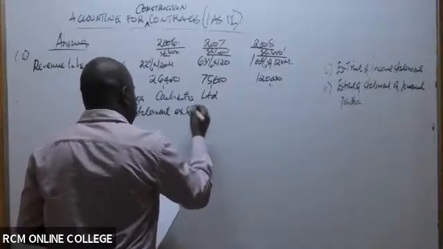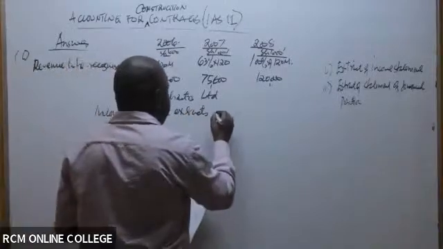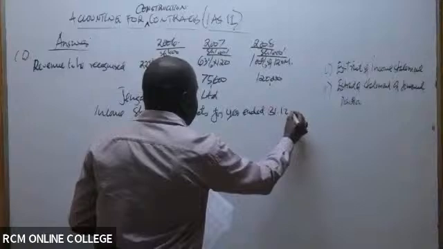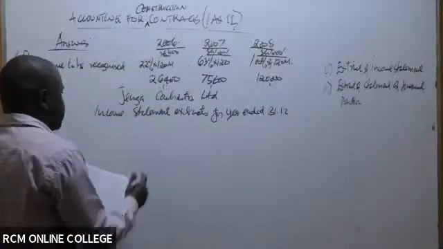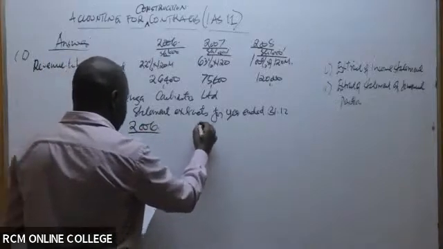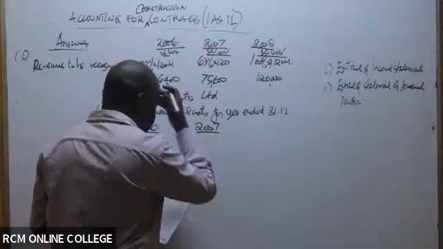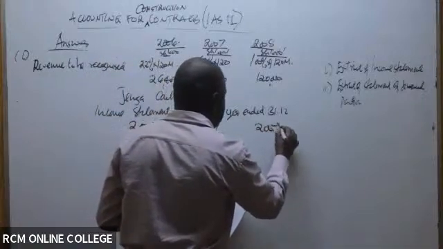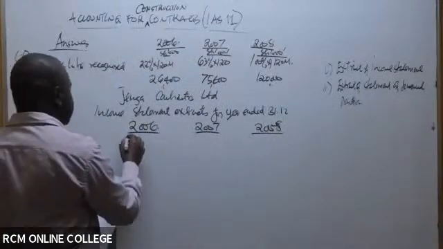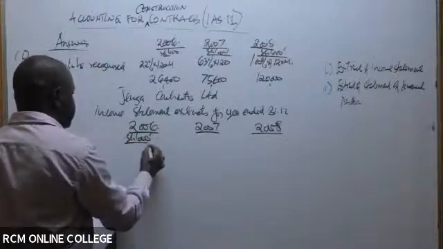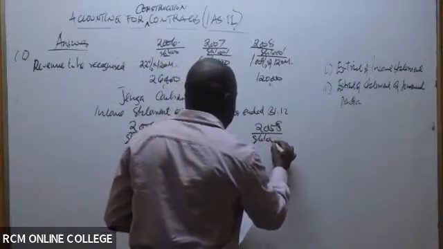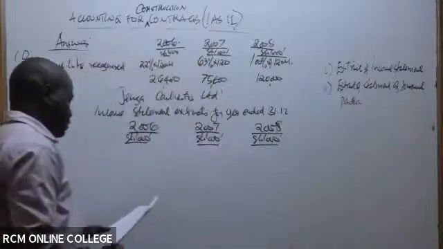Income statement extracts for the year ended 31st of December. But now we have 3 years. So we have in this case 2006, 2007, 2008. So our shillings are actually in thousands. Shillings in thousands, like that.